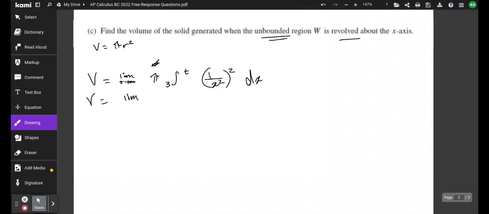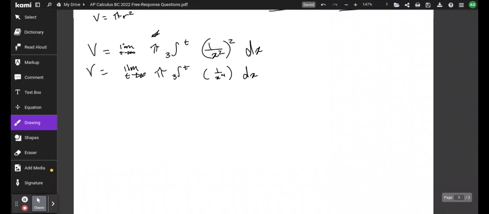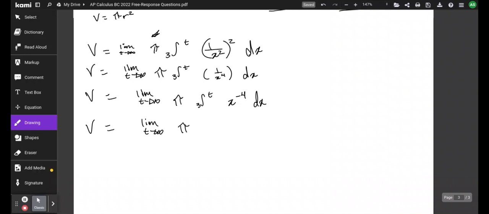Volume is equal to the limit as t approaches infinity of pi times the integral from 3 to t of 1 over x to the 4th dx. And so volume is equal to the limit as t approaches infinity of pi times the integral from 3 to t of x to the negative 4 dx. Then we solve this integral and we get negative 1/3 x to the negative 3 evaluated from 3 to t.